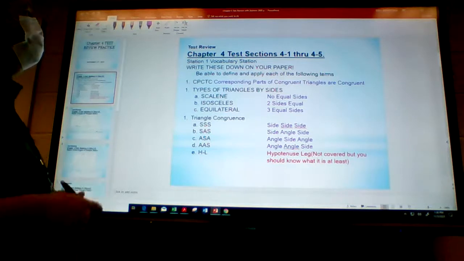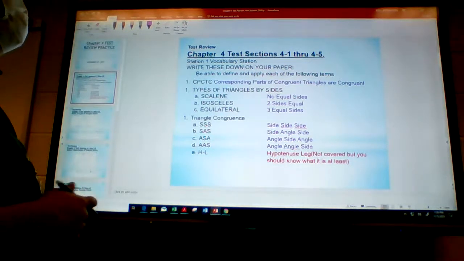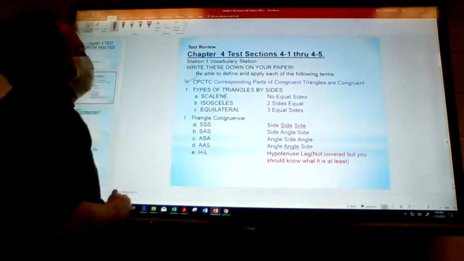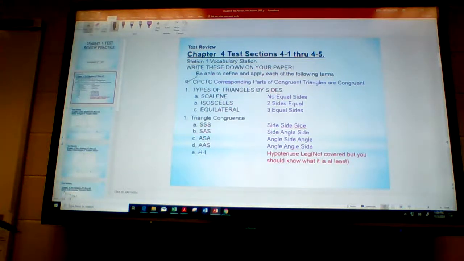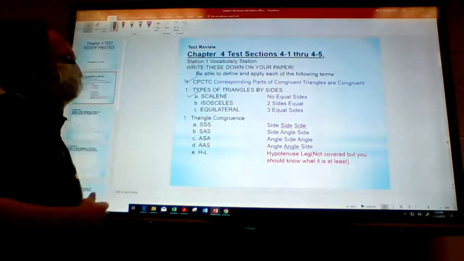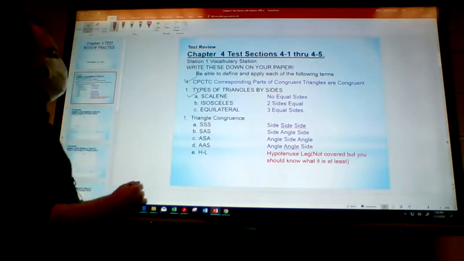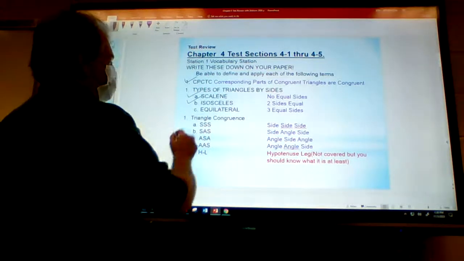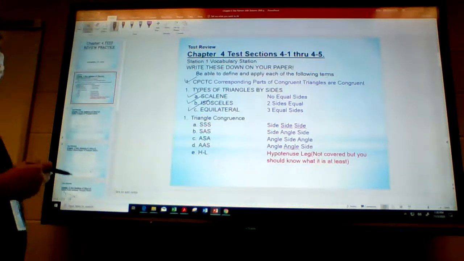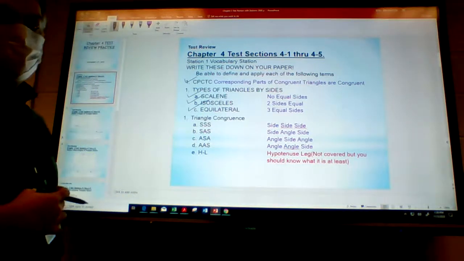I will post this for you in a little bit, but these are terms you need to know. First of all, CPCTC stands for corresponding parts of congruent triangles are congruent. And remember, you can only use that after you have proven the two triangles congruent. Scalene, types of triangles. Scalene means no equal sides. Isosceles is two equal sides. And equilateral is all three sides are equal. Now, if it's equilateral, remember, it's also going to be equiangular.